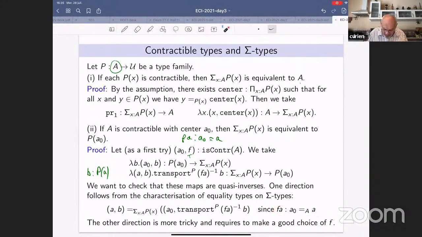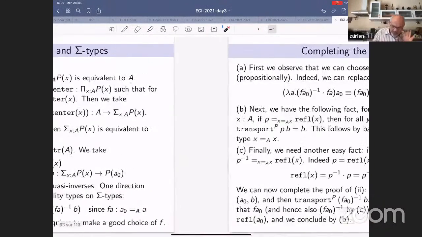And the equality between these works by definition of transport. So there is no big deal here. Maybe this is the hard direction, so let me check on the next slide.